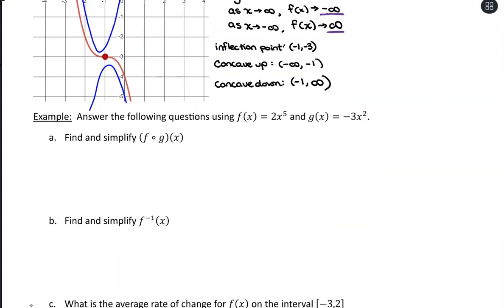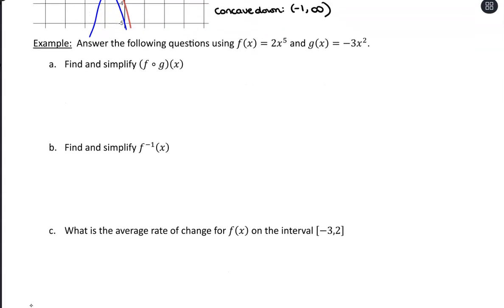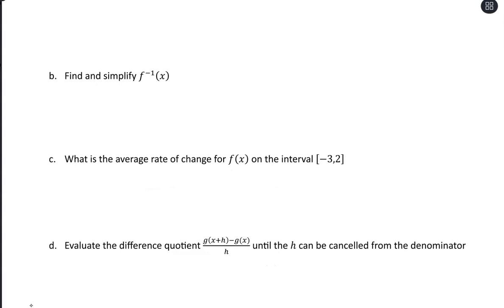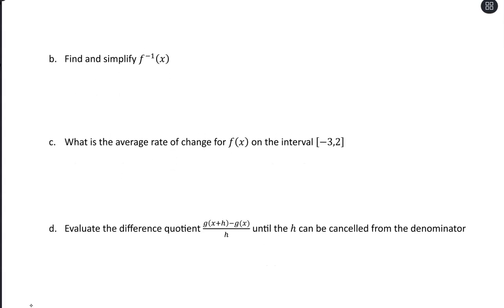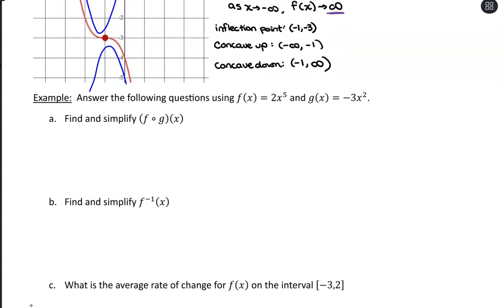Okay, now what we're going to do is we'll be given two power functions. We have 2x to the fifth and -3x squared. And let's take a look at composite functions, inverse, average rate of change, and difference quotient with these.